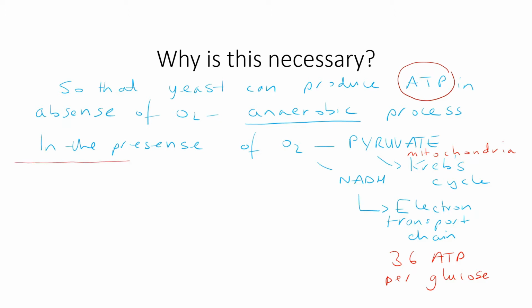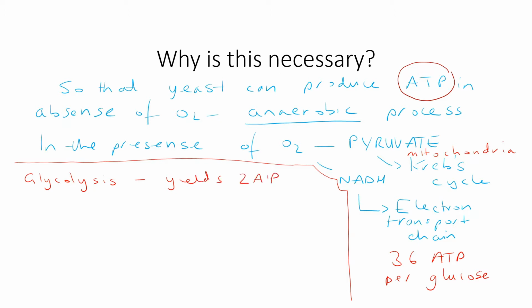However, we're talking about an anaerobic process, so this doesn't happen. So instead, we have glycolysis plus fermentation. And what that will yield is 2 ATPs per glucose.